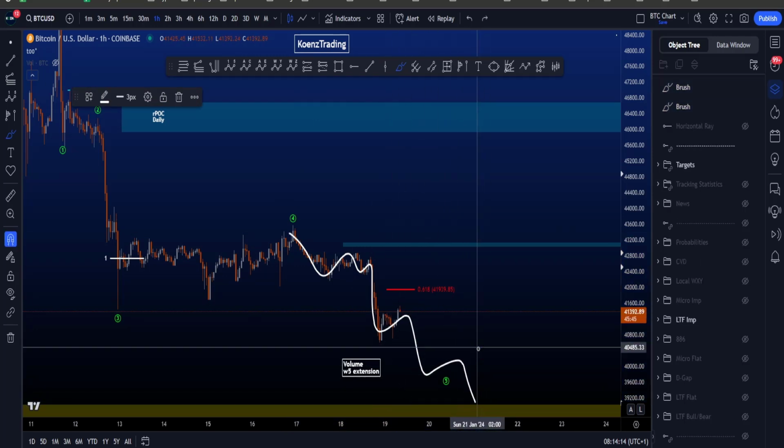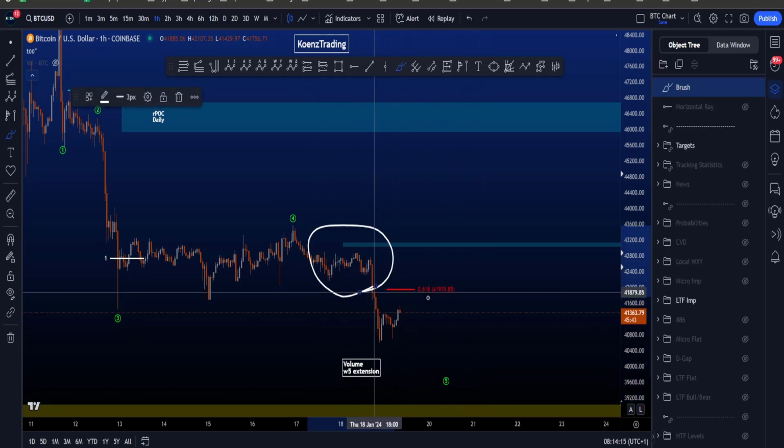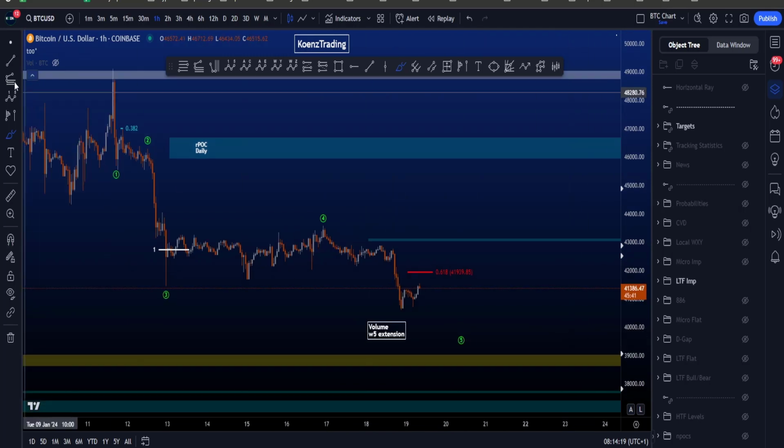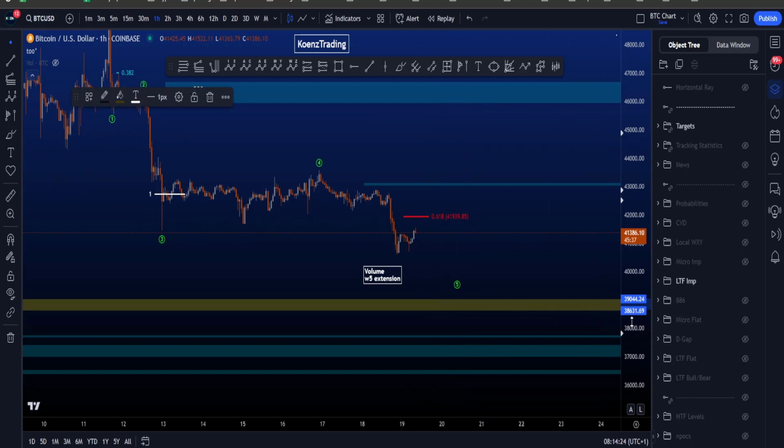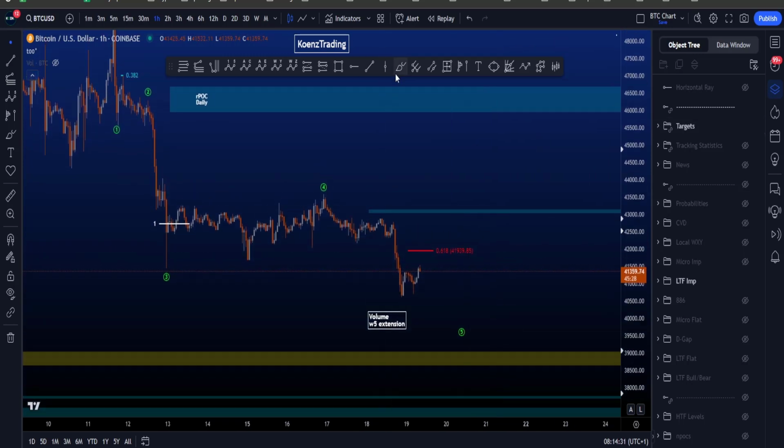At least a double 4, 5 is needed to cope with the double 1, 2 that we have at the beginning. So in this scenario, lower targets become more interesting, where we have the golden box between 38.6 and 39k, and the area here between 37.7 and 36.3k with some additional support areas.